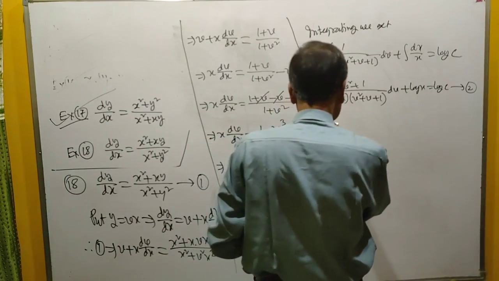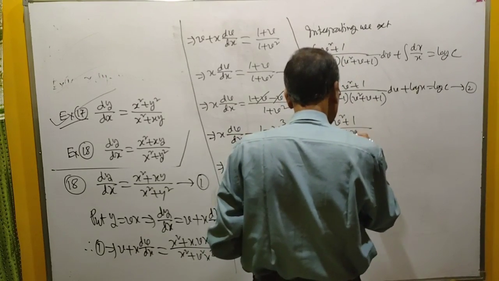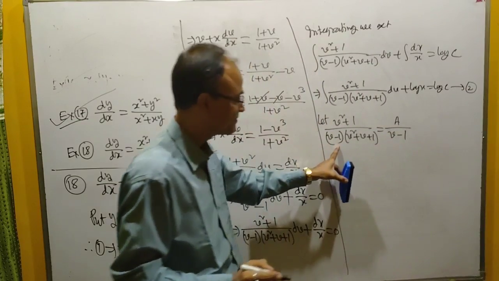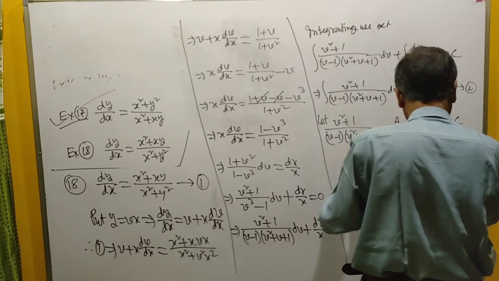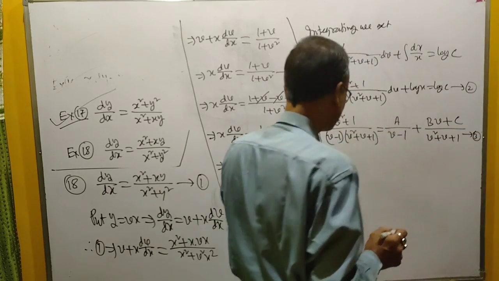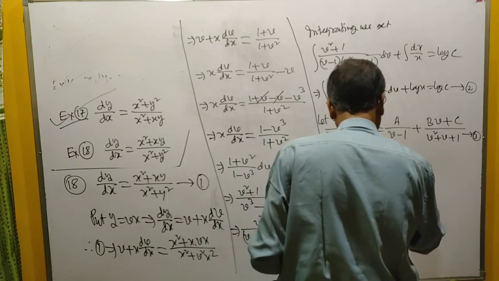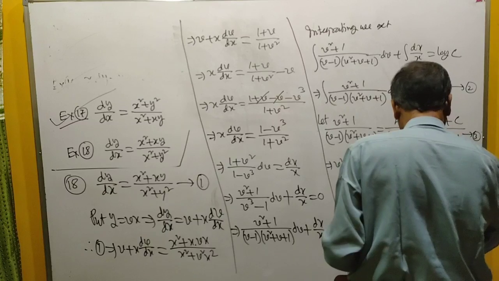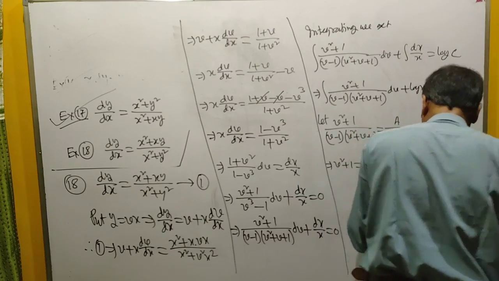Now, to integrate this one, we will have to express this as partial fractions. For that, we will let (v square plus 1) divided by (v minus 1)(v square plus v plus 1) equal to A divided by (v minus 1), it is linear, plus (Bv plus C) divided by (v square plus v plus 1), it is quadratic. Suppose this is number 3. Or you may write v square plus 1 equal to A into (v square plus v plus 1) plus (Bv plus C) into (v minus 1). Suppose this is number 4.